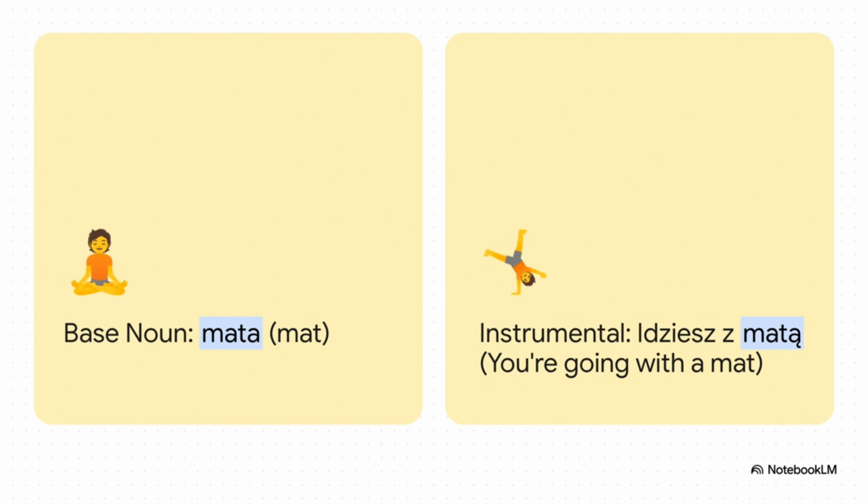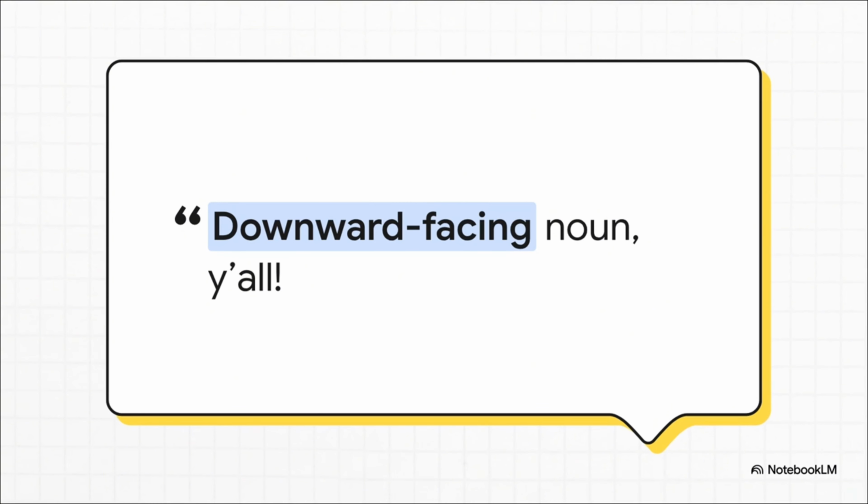So, if you're off to yoga, you're going with a mat. The word mata, a mat, becomes matą. Idziesz z matą. The grammar, it really doesn't care if you're with your best friend or your yoga mat, which led one of our sources to joke that this basically means your grammar is doing yoga right there with you. It's a downward-facing noun, which is just a hilarious way to remember that, yeah, even objects have to stretch into their case endings.